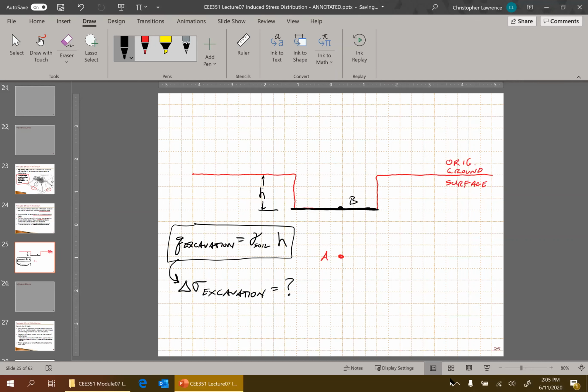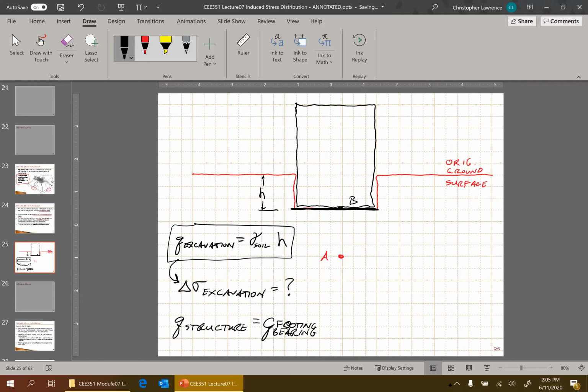Then we come and we build a structure. The bottom of the excavation, point B, is now the bottom of the footing. It is the bottom of the excavation, and it's also the bottom of the footing. So Q structure equals, often we call this the bearing pressure or the footing pressure.